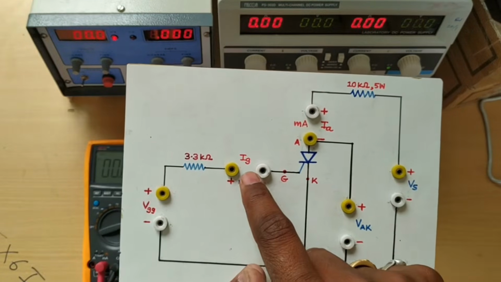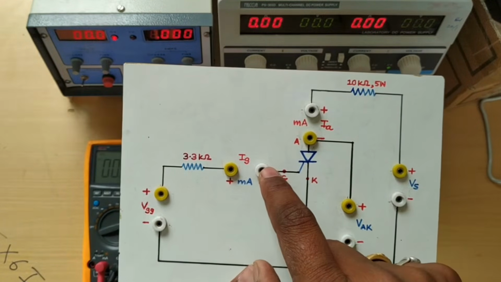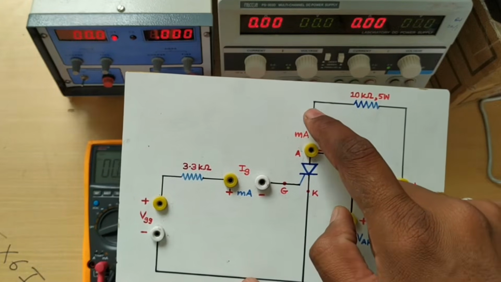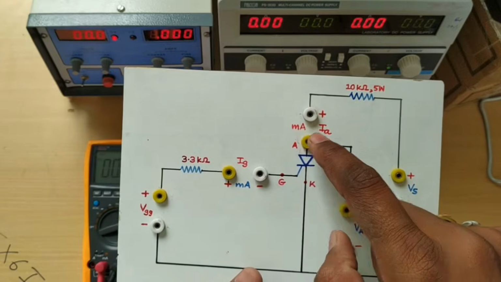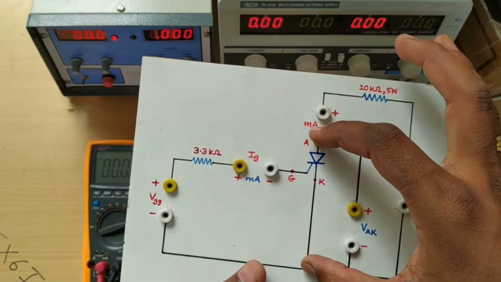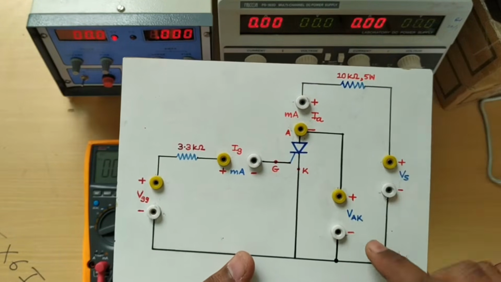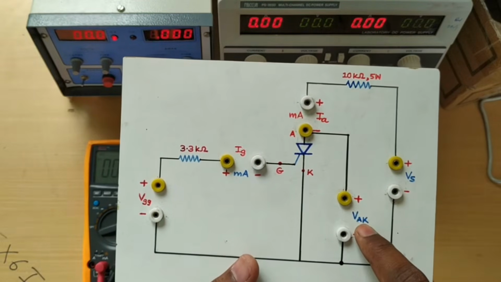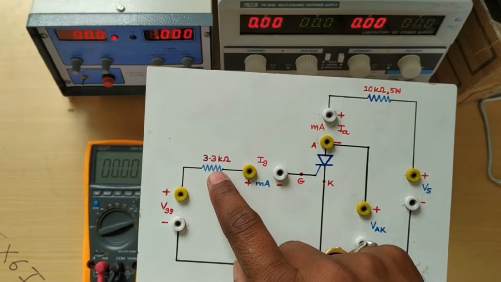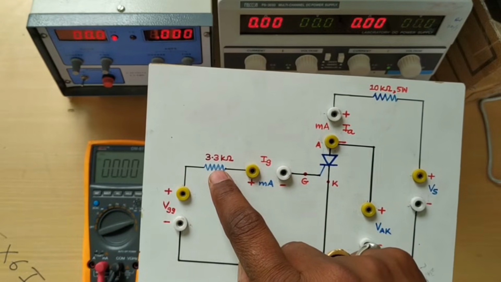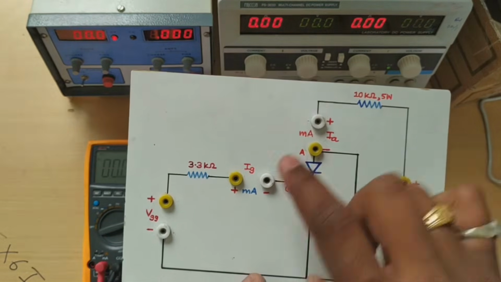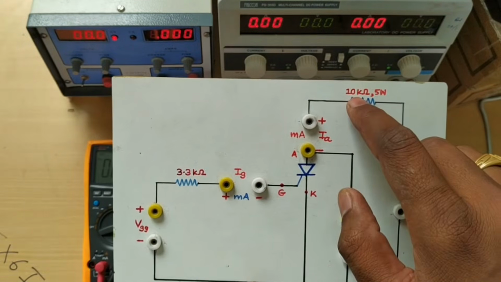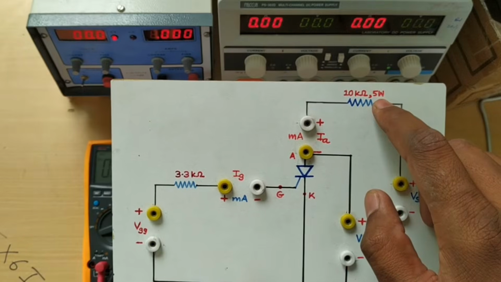In order to measure gate current, we can connect ammeter over here, and in order to measure our main current, that is anode current, we have to connect ammeter over here. To measure the voltage across the device, we can connect voltmeter over here. This voltage is between anode and cathode, hence we call this VAK. This is the current limiting resistance, of 3.3 kilo ohm. This is control circuit and this is power circuit. Here we can use 10 kilo ohm resistance of 5 watt.